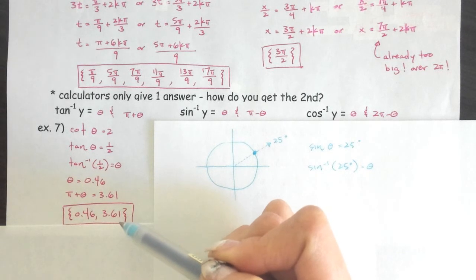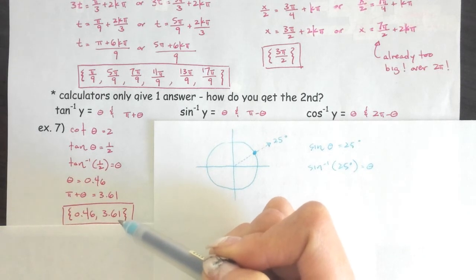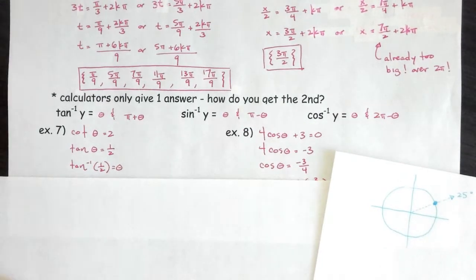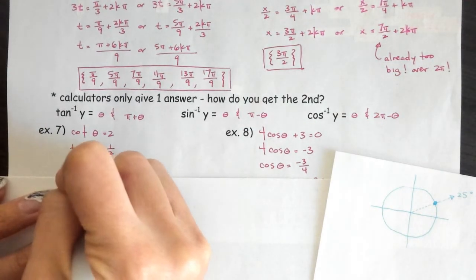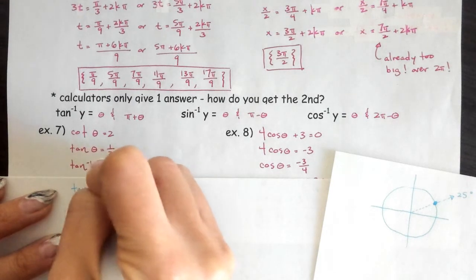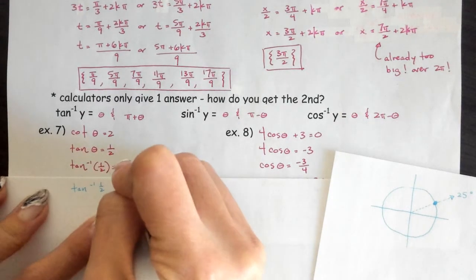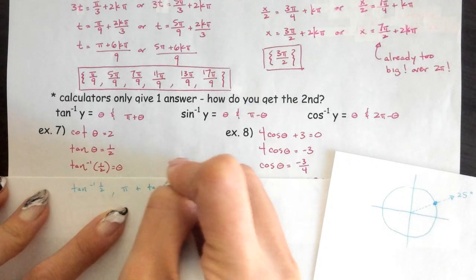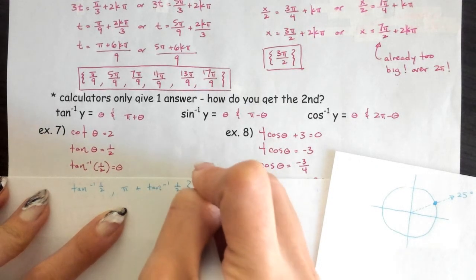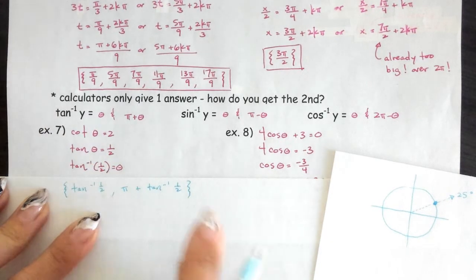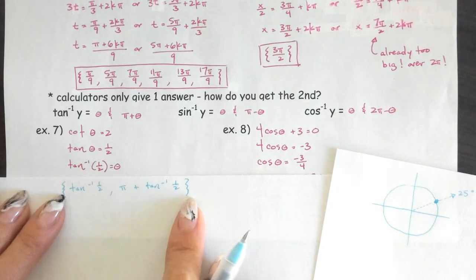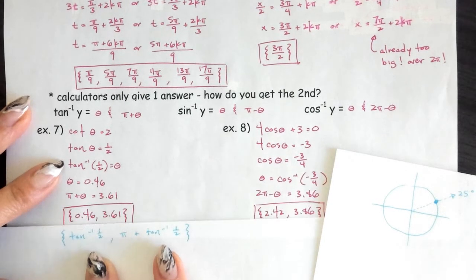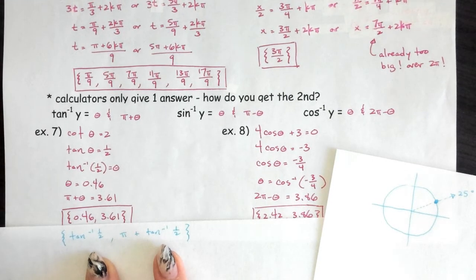What if this is a no calculator question? If this is a no calculator question, how would you answer this? You would answer it by saying this is tangent inverse of 1/2, and it's pi plus tangent inverse of 1/2. Those would be your 2 answers for your solution set if you had no calculator. But if you have a calculator, you put it into your calculator and then you get 2 decimals.